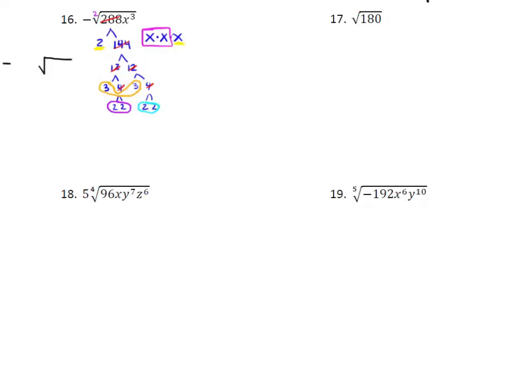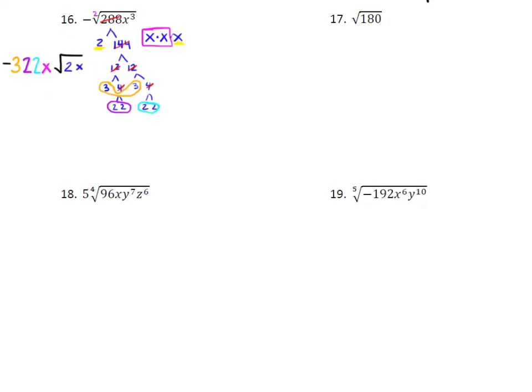The things that get circled come out. I have a pair of 3s, so the number 3 comes out. I have a pair of 2s, so the number 2 comes out. I have another pair of 2s, so the number 2 comes out. I did not give myself enough room, so let me get rid of that square root sign and put it right here. I also circled a pair of x's, so the letter x comes out. The things that are left over stay on the inside. So I have a 2 left over. I highlighted it with yellow, but I can't read that, so we'll just use blue. The number 2 got left over, and an x got left over.